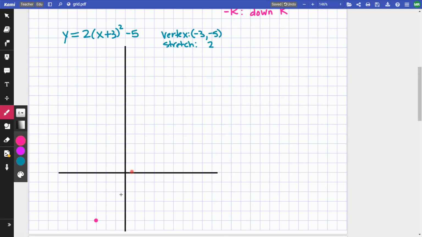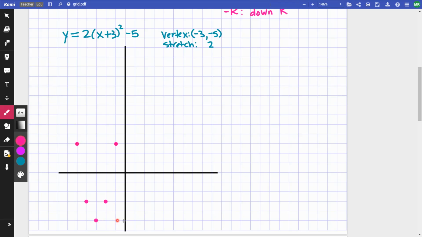So you're still thinking from my vertex, I'm going to go out 1. 1 squared should have been 1. I'm going to double it because of the 2. I'm going to go up 2. Same on both sides. I'm going to go out 2. 2 squared is 4. I'm going to double that because of the 2. I'm going to go up 8. 1, 2, 3, 4, 5, 6, 7, 8.